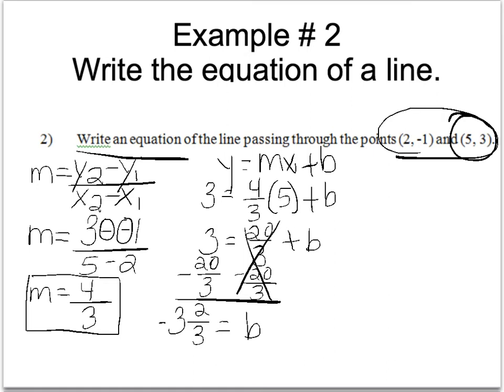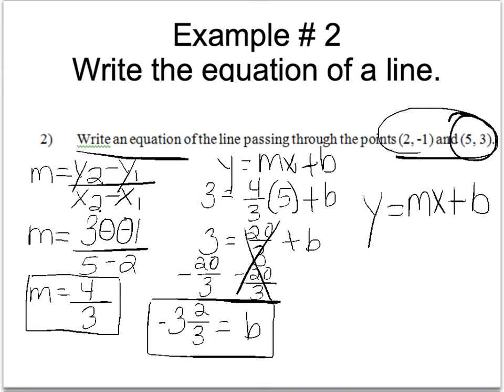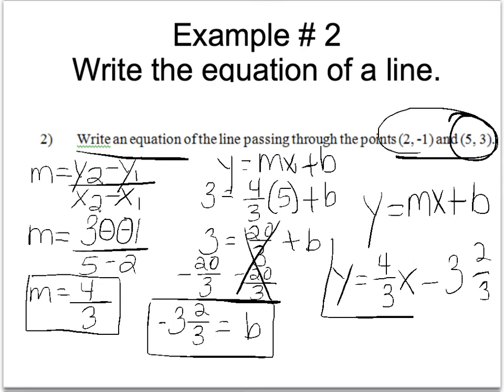And so now I'm going to put these answers together, my m and b, into my equation y equals mx plus b, my slope-intercept form. Y equals, m is 4/3, x plus b, or in this case, minus 3 and 2/3. So those 2 points fall on this linear equation.